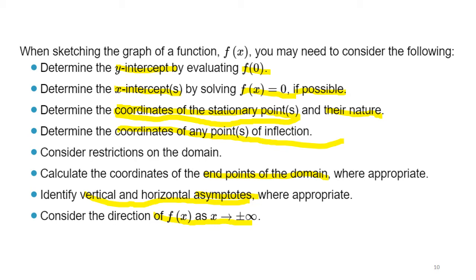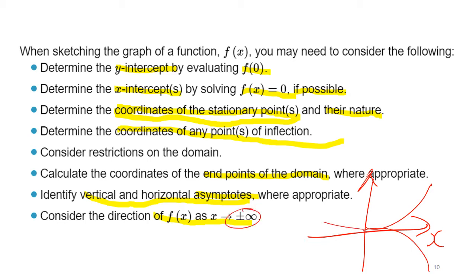When you're sketching a graph, let me just bring up the pen. If this is x, as x approaches infinity, as x becomes bigger and bigger, is your graph going to go up or is it going to go down? And the same as x approaches negative infinity, is the graph going to go up or down? You're just going to sub in a really big number or a really small number so that you know which direction your curve is going. So these are just some tips on how to sketch a function.